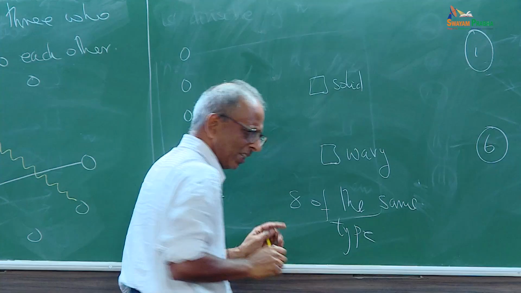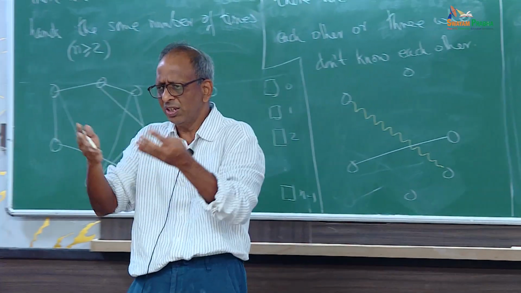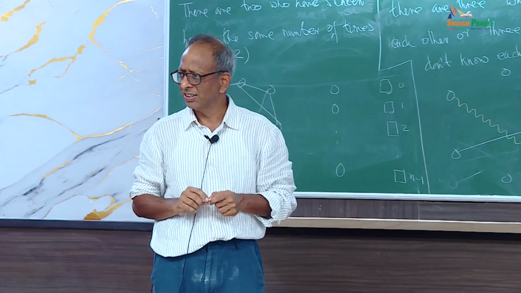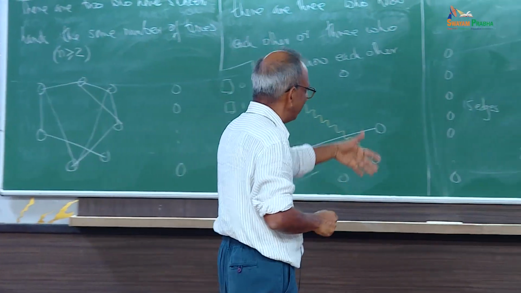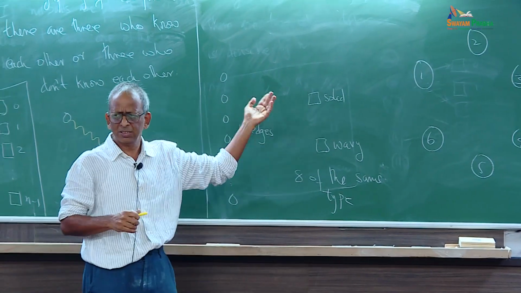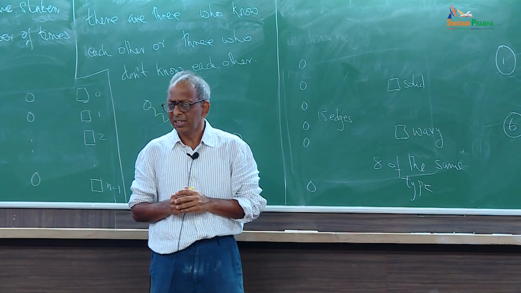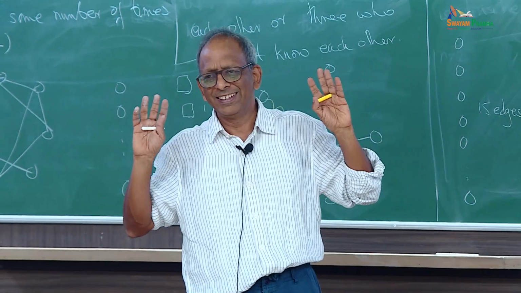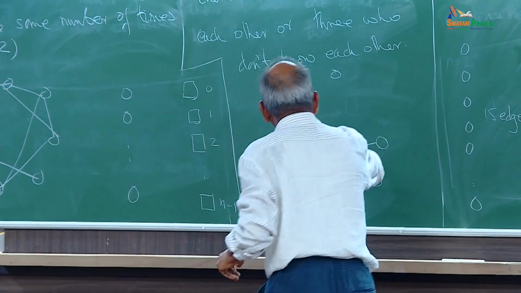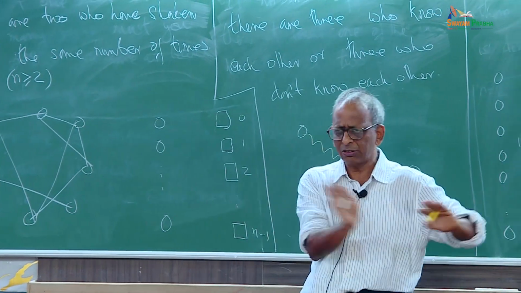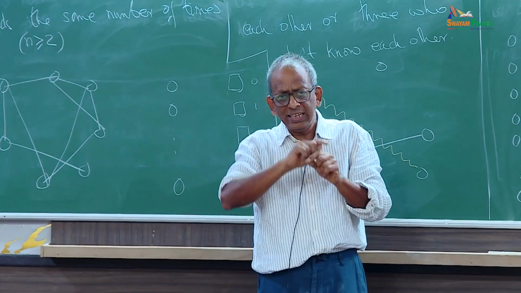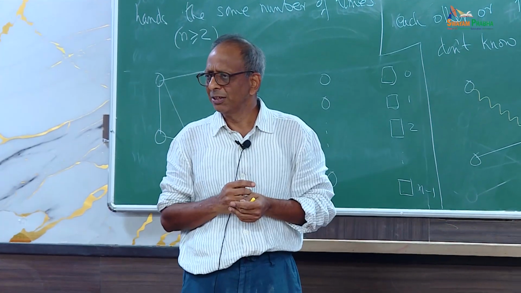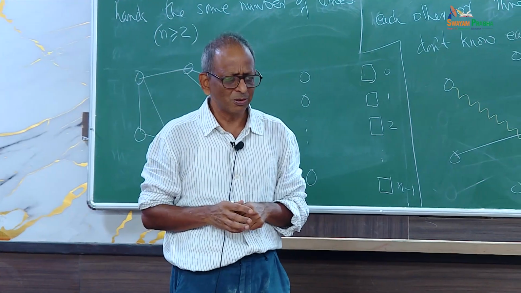So let us focus on the edges which are of the same type. At least 8 wavy edges or 8 solid edges. So let's consider the case when there are 8 wavy edges. Is it true that whenever you draw 8 wavy edges, there will always be a triangle? Then we would be done. Any graph with 6 vertices and 8 wavy edges will always have a triangle. Is it true? No. Why?